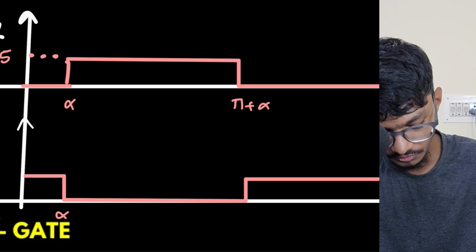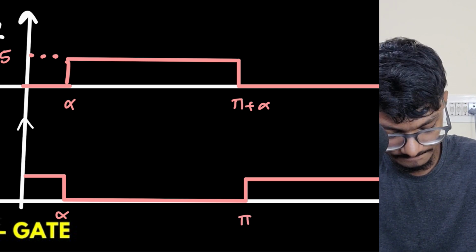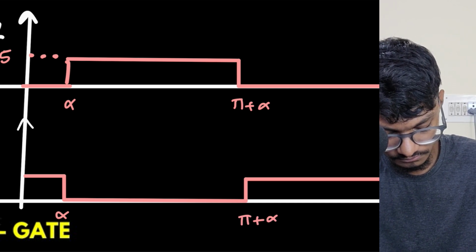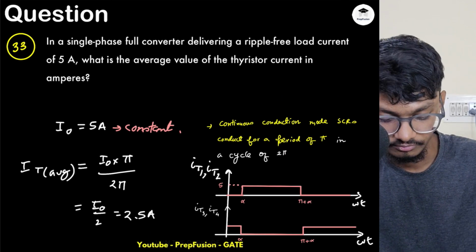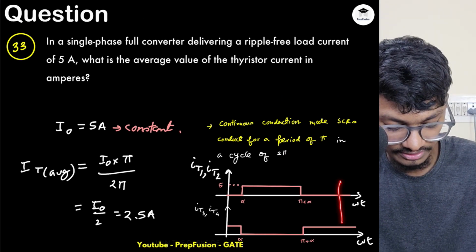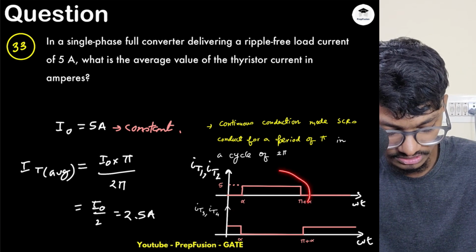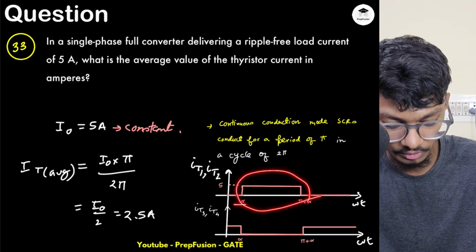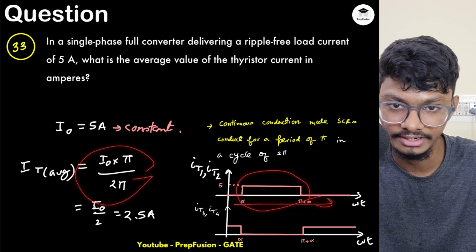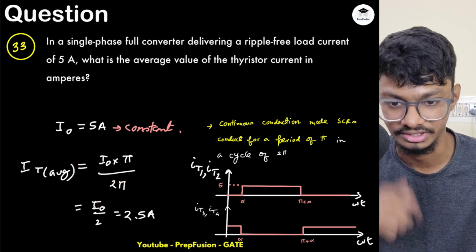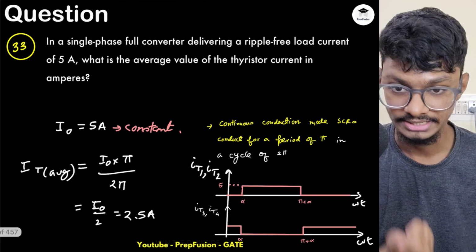Okay, at pi plus alpha. So you can simply compute the average, right? They are repeating every 2 pi, so you can compute the average. What is the area? 5 into pi. What is the time period? 2 pi. So I have done that only. That's where the formula came from. This is just a shortcut. Okay, so this will be the average current. This will be the answer to this question.